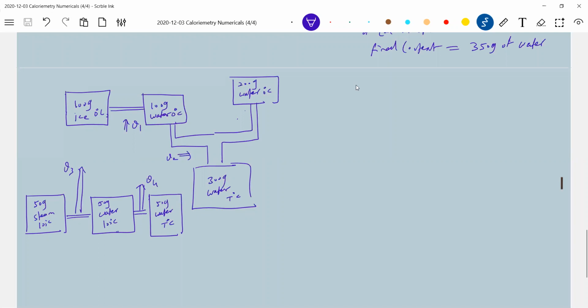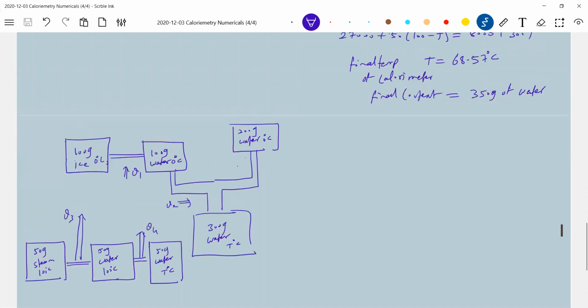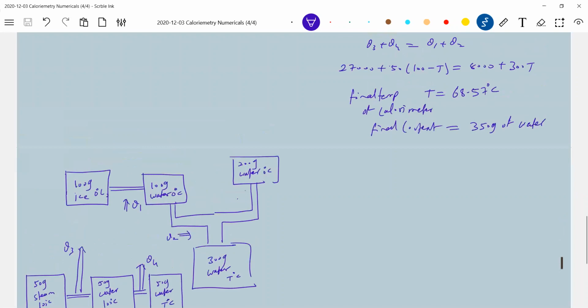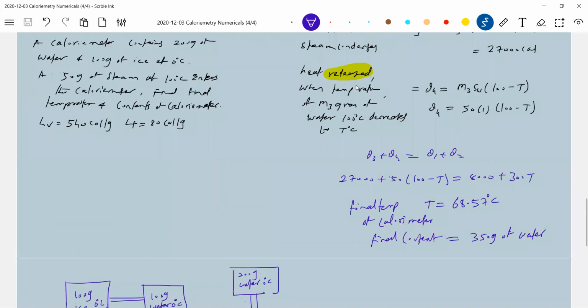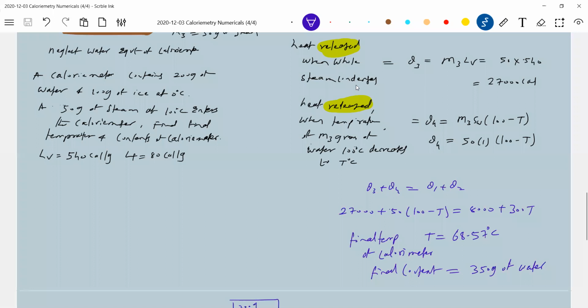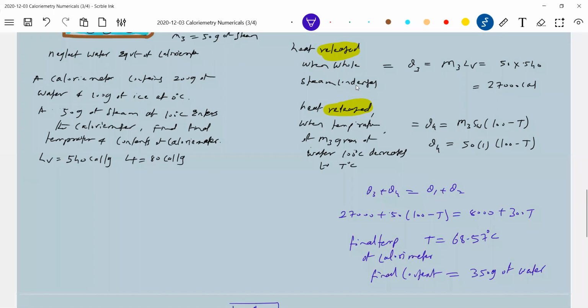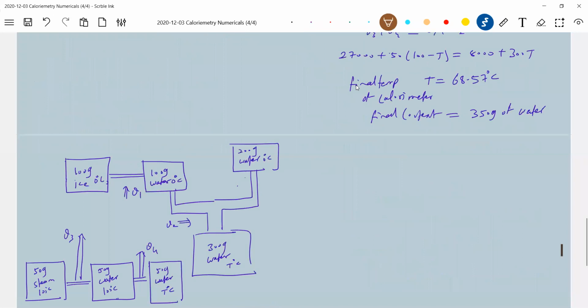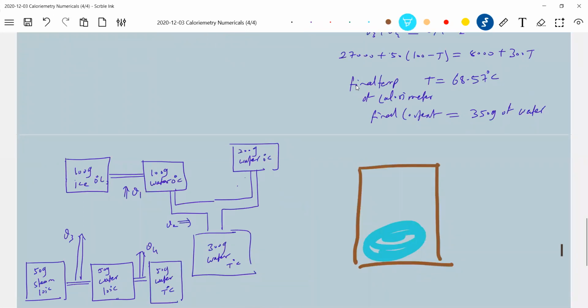So will any steam come out? Any amount of steam will come out? No, no steam will come out here. So the final content: everything will be water. 350 grams of water.